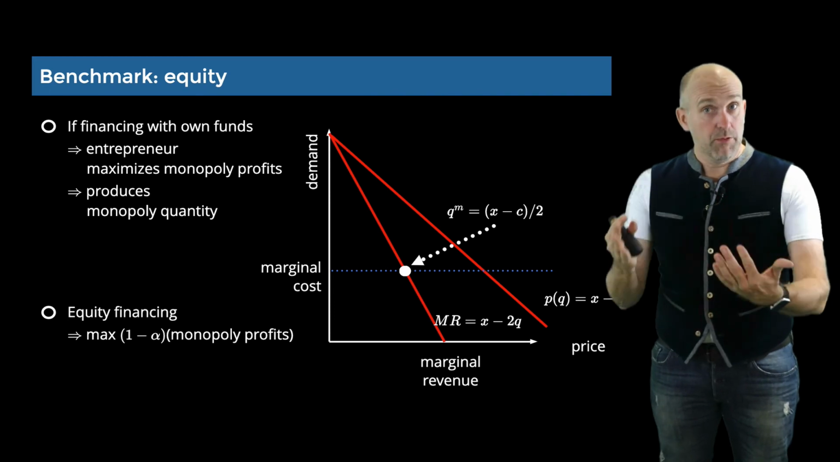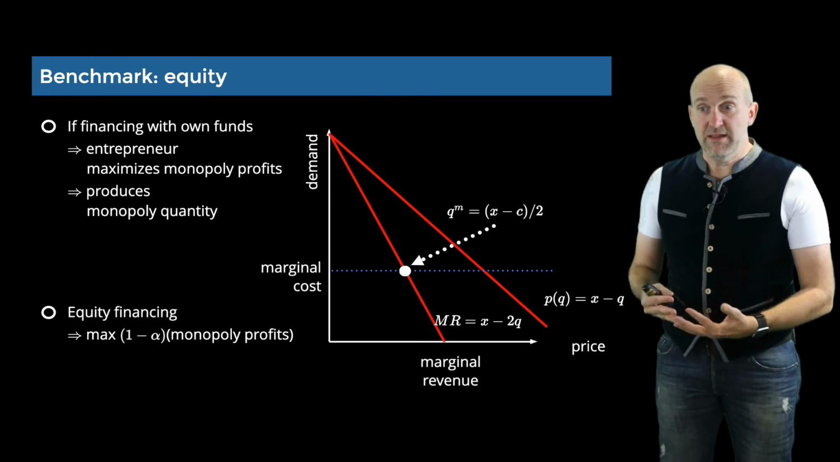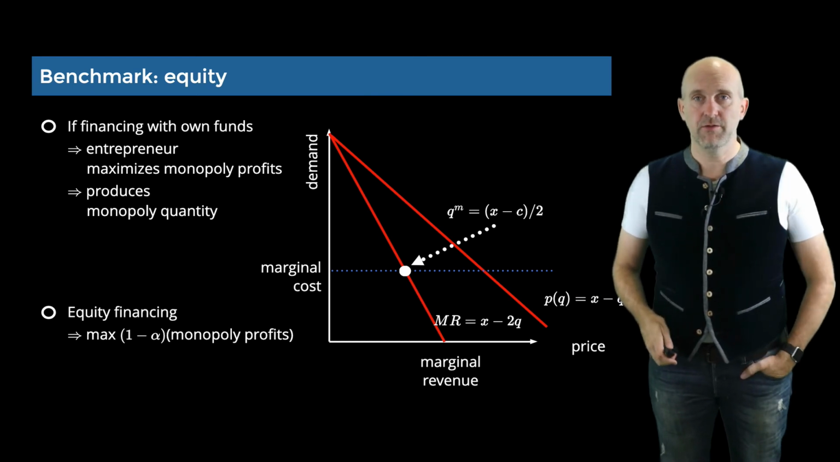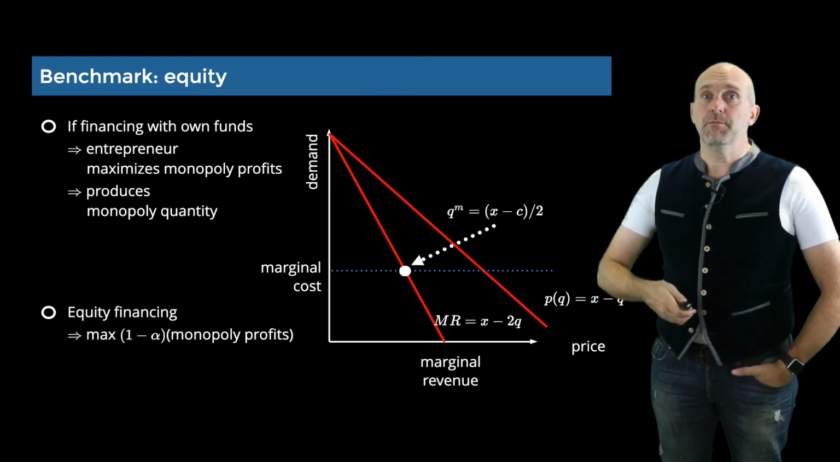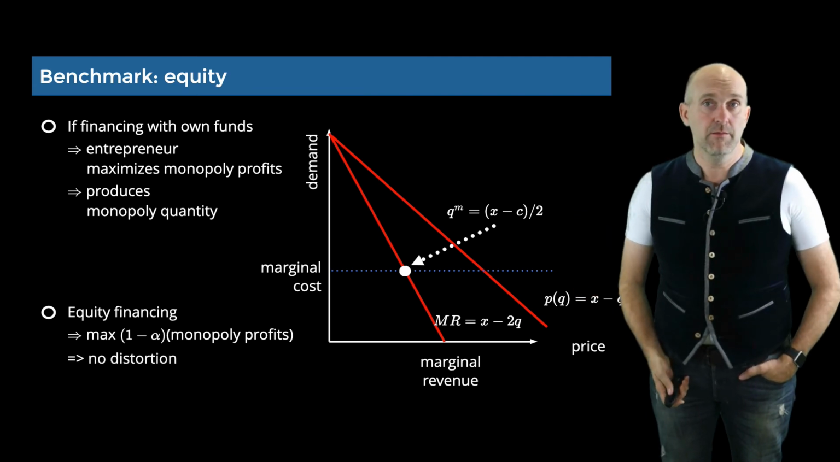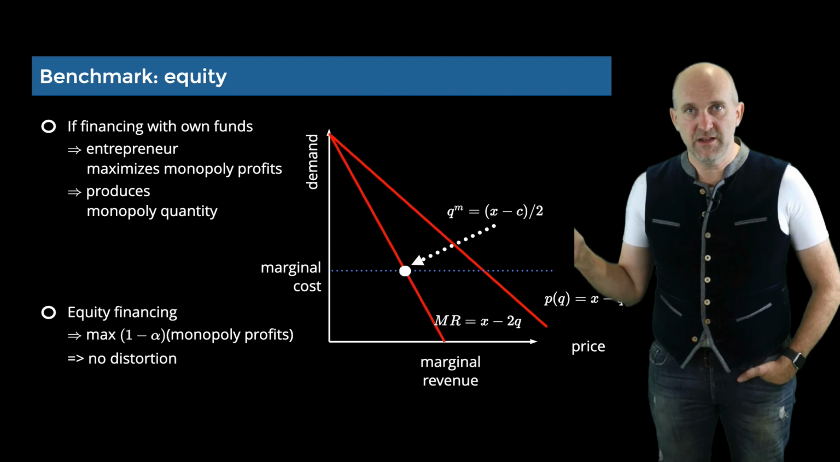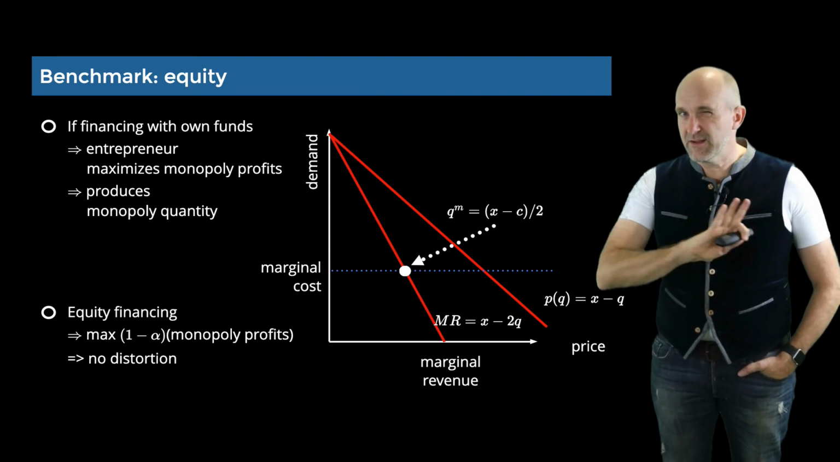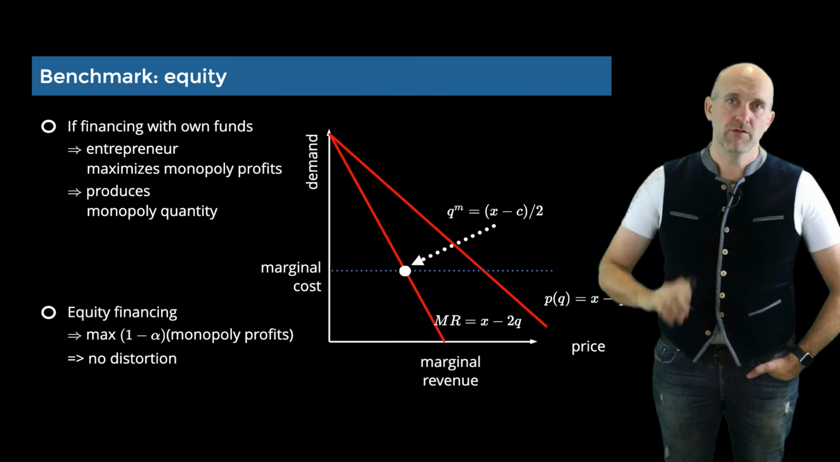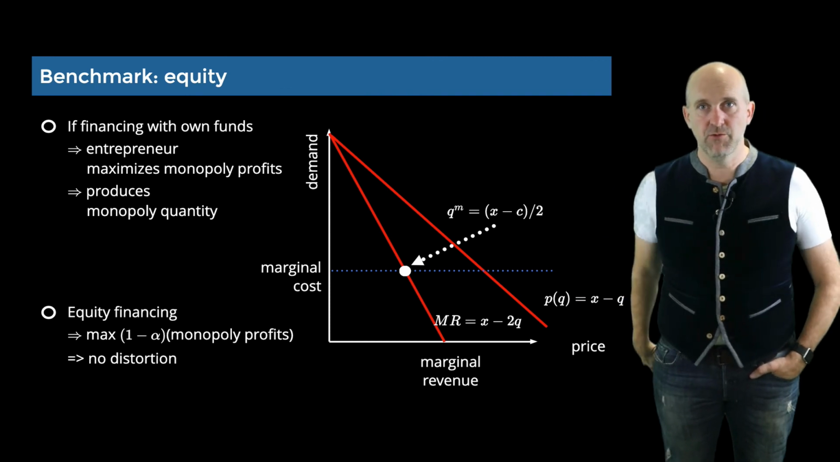Now, the important part about this is that as a maximization problem, it's just a linear transformation, and that means that the point that you choose for your maximization problem is essentially exactly the same. So in other words, with equity financing, there will be no distortion. Now, this is a completely standard result that we know from corporate finance, and all of you in your corporate finance classes will have heard of some version or other of this one.